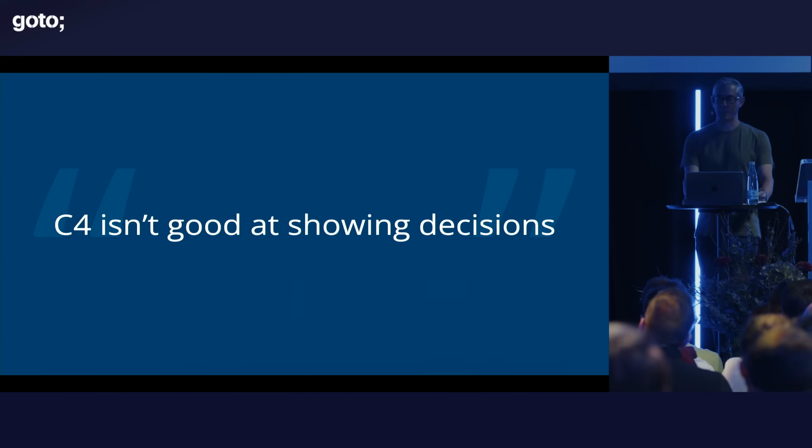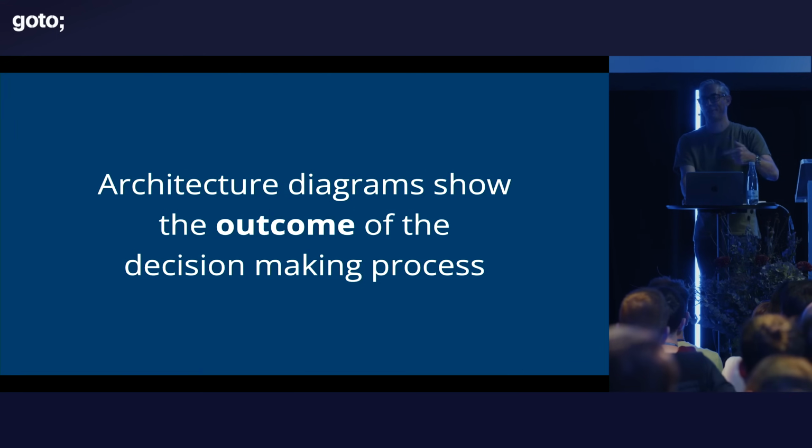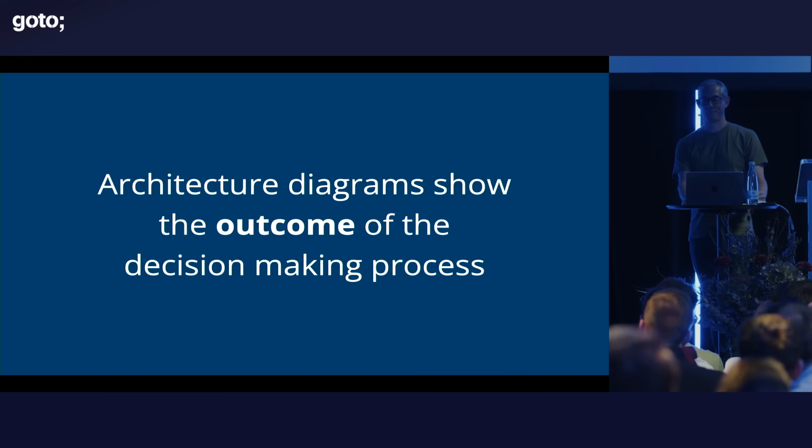Viewpoints. People tell me that C4 is not good at showing decisions. That is the correct answer. It was never designed to. And architecture diagrams shouldn't show decisions either. Architecture diagrams show you the outcome of the decision-making process. All of that design work you do in your teams collaboratively, the diagrams show the outcome of that.